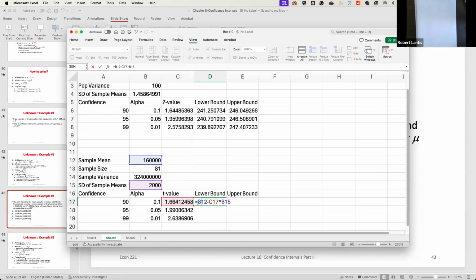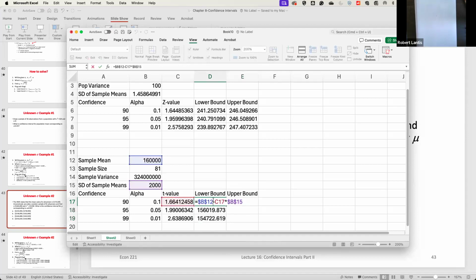Now, I'm then going to think about when I copy this. If I were to copy this down, what don't I want to change? Well, I do want my t-value to change, but the sample mean value I'm using, no matter what level of confidence I'm building, is always going to be the same. And that standard deviation of my sample means will always be the same. So I can go ahead, copy this down. I've got my lower bound for 3 different levels of confidence.